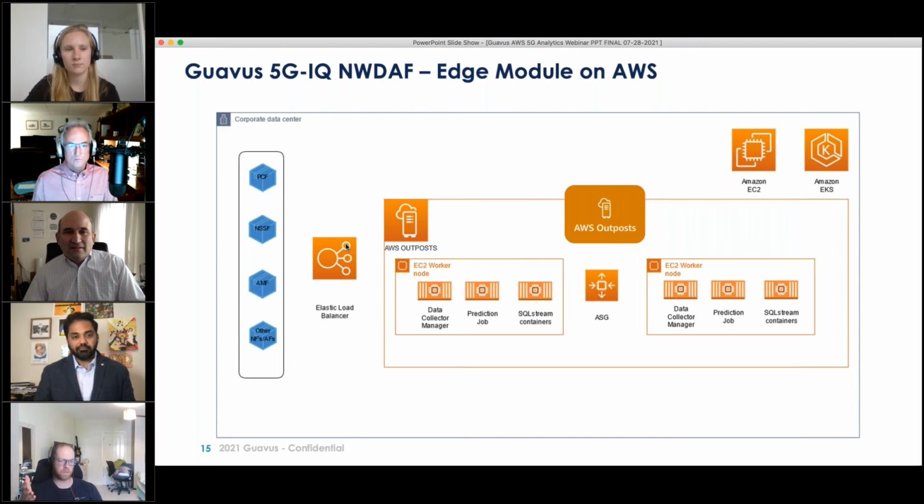We also use a load balancer, so the traffic is basically coming in, and one of the advantages in the 5G architecture is that everything is REST-based, HTTP2. So we just receive the traffic directly from the different network elements that you can see on the left side.